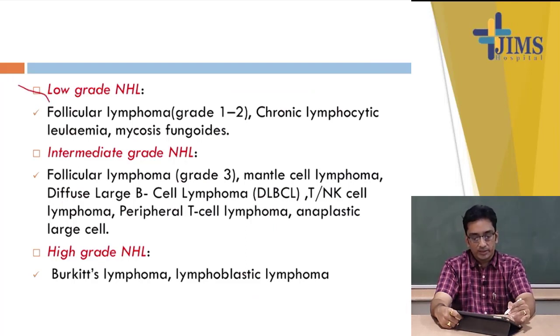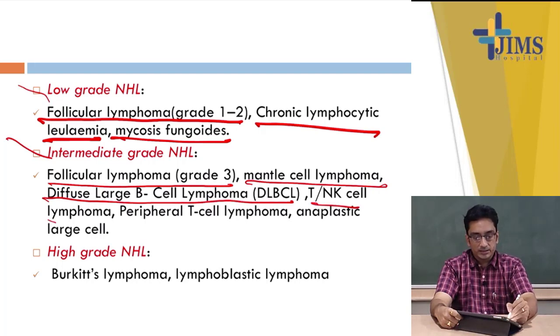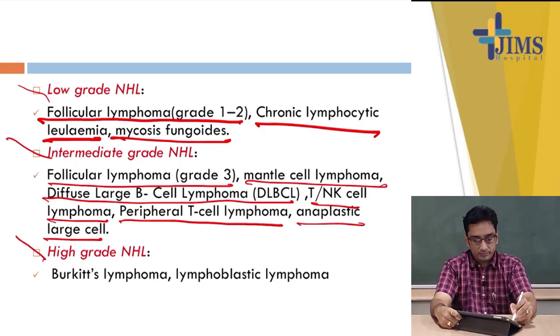The grades: low grade includes follicular lymphoma grade 1-2, chronic lymphocytic leukemia, mycosis fungoides. Intermediate grade includes follicular lymphoma grade 3, mantle cell lymphoma, DLBCL, T NK cell lymphoma, peripheral T cell lymphoma, and anaplastic large cell lymphoma. High grade, remember these two names: Burkitt's lymphoma and lymphoblastic lymphoma.